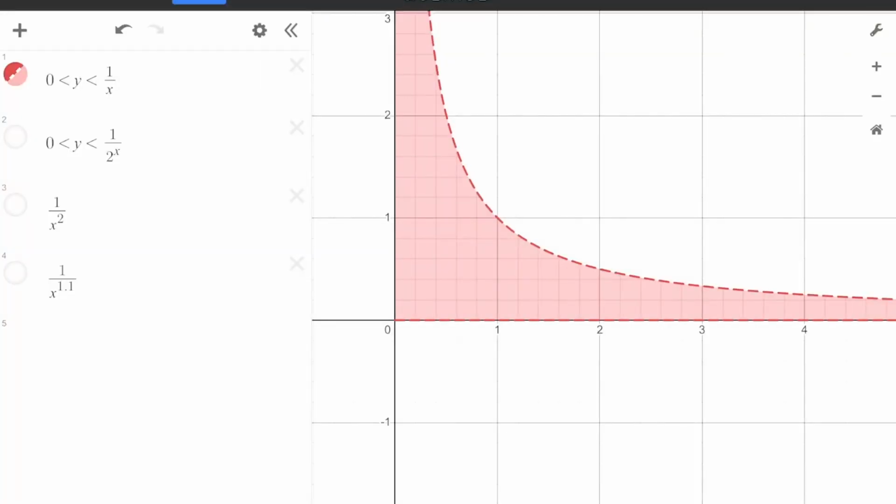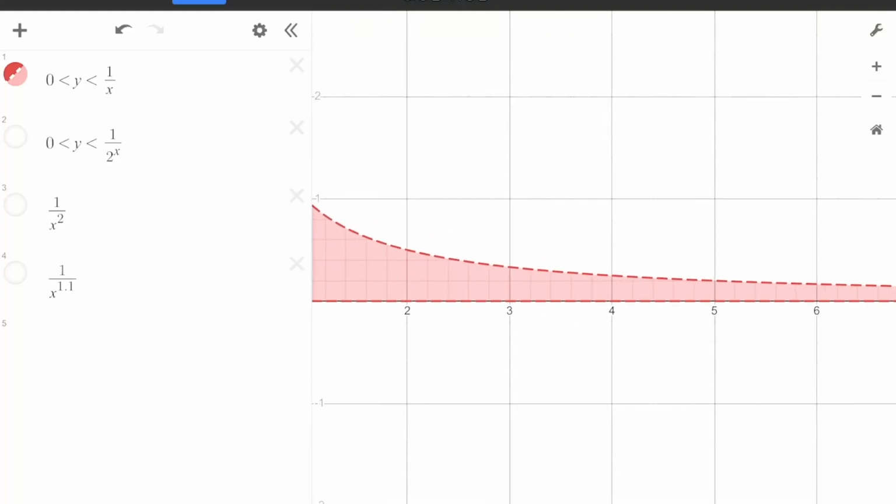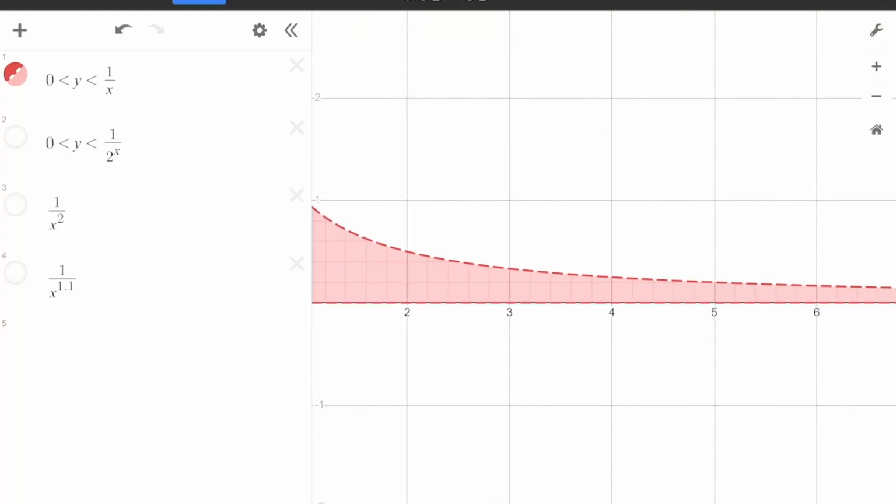This is a graph. This is a graph of 1 over x. And so this area, just starting from 1, going out to the right forever, that area actually is infinite. This is 1 over x, the bigger one. That one really is infinite.